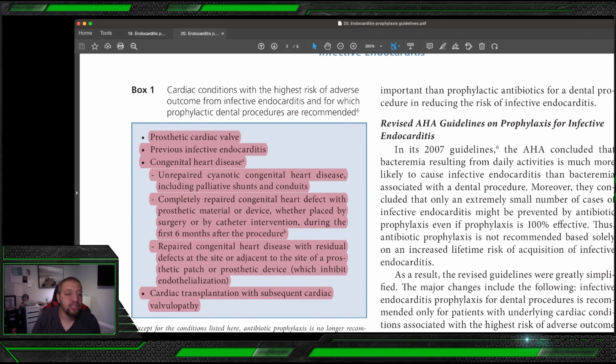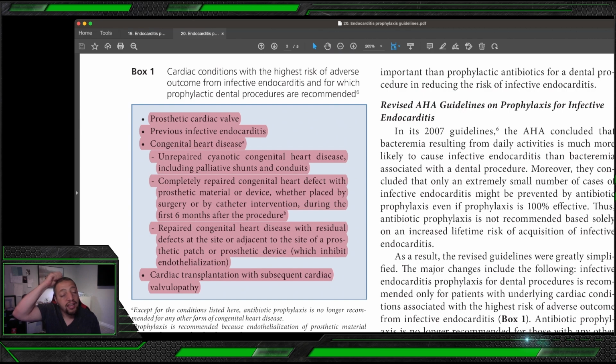And here in congenital heart disease, before, the guideline mentioned a lot of conditions. Now, no. It is speaking about unrepaired cyanotic congenital heart disease, including palliative shunts and conduits. Meaning, before, they had a long list. Now they said, no, we're going to consider unrepaired cyanotic congenital heart disease only. Or the patient underwent surgery, completely repaired congenital heart defect with prosthetic material or device.